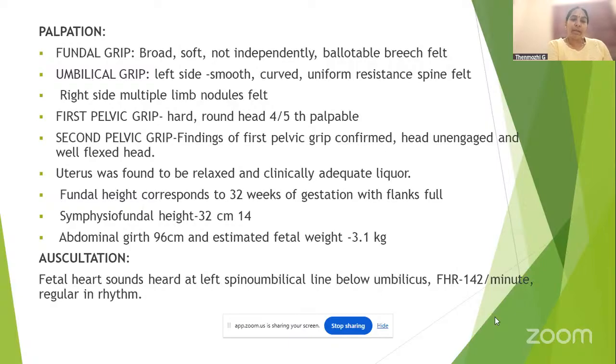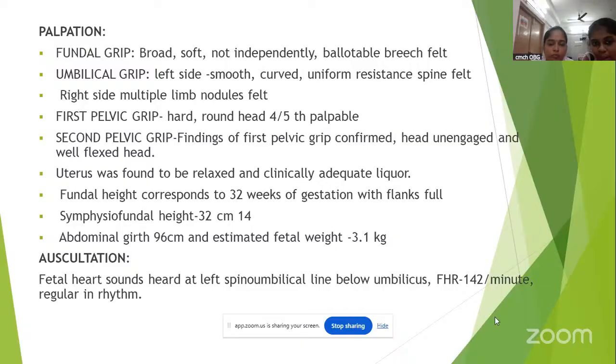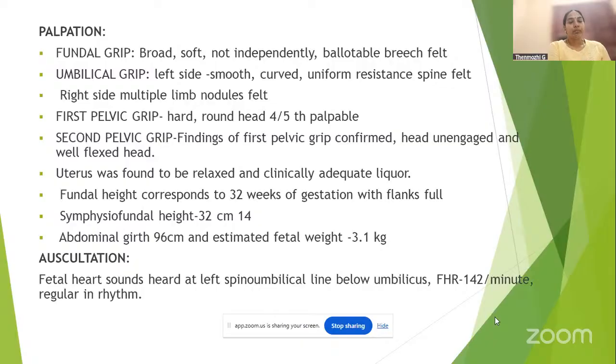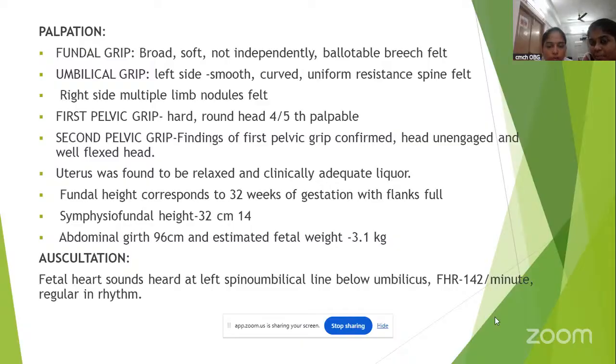When do you expect engagement of the head to occur in a primi? In case of a primi, when does the engagement occur? Past 37 weeks, ma'am. At term, ma'am. What do you mean by term? The book says 38 weeks, ma'am. 37 completed weeks, or two to three weeks prior to labor. Yes, ma'am. Okay, you expect the head to engage during that time.